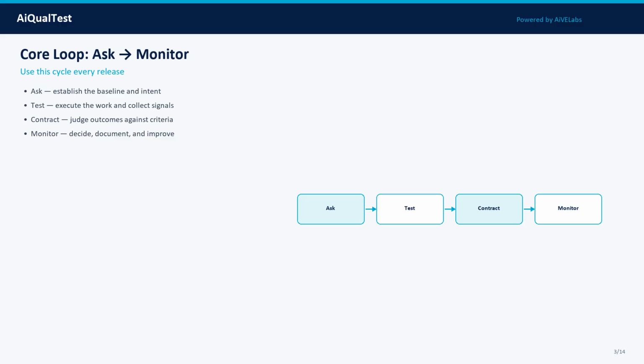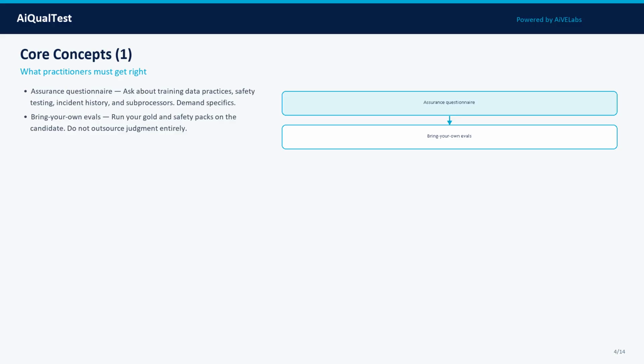Core concepts come next. Do not memorize jargon, operationalize each idea into cases, metrics, and gates. Concept 1: Assurance Questionnaire. Ask about training data practices, safety testing, incident history, and subprocessors. Demand specifics. In practice, treat this as a measurable property: define what good looks like, attach evidence, and track it across model, prompt, data, and tooling changes.